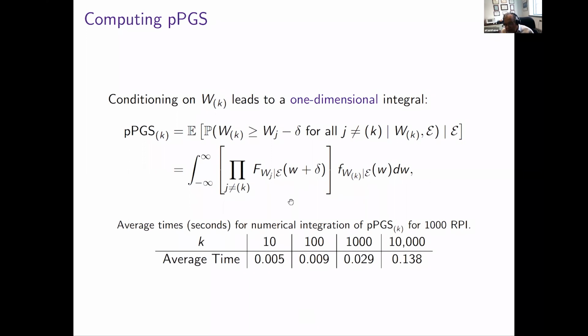But here I'm guessing these CDFs would probably all look the same because you are giving them the same correlation. Yeah, correct. Right. So it could be just F to the power of something rather than a product. Okay. Yep.